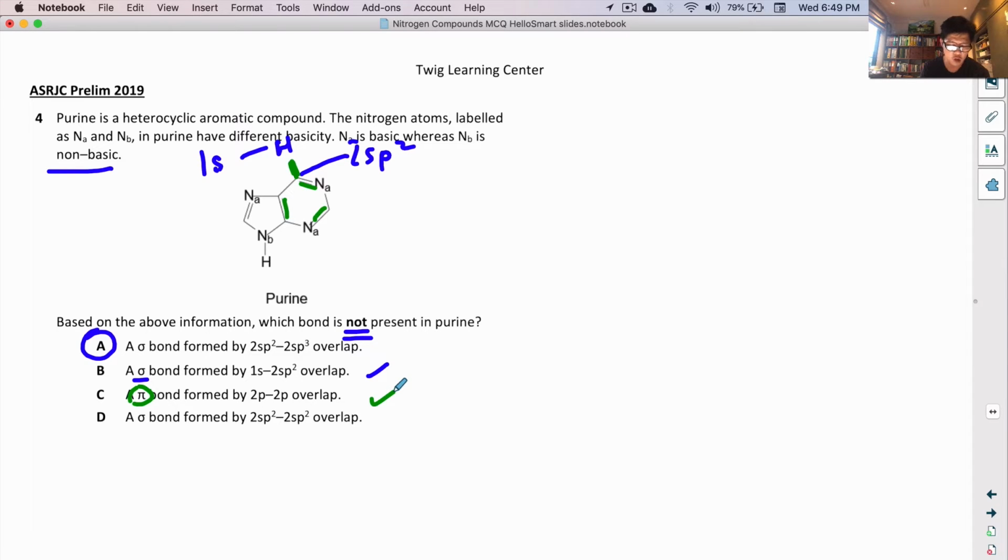So the sigma bond is formed from 2sp2, 2sp2. Yes, this carbon and this nitrogen is really sp2, sp2 overlap. But it's a sigma bond, of course, right? Sigma bond. So just to give you a rough idea. Okay, let's move on to the next question.